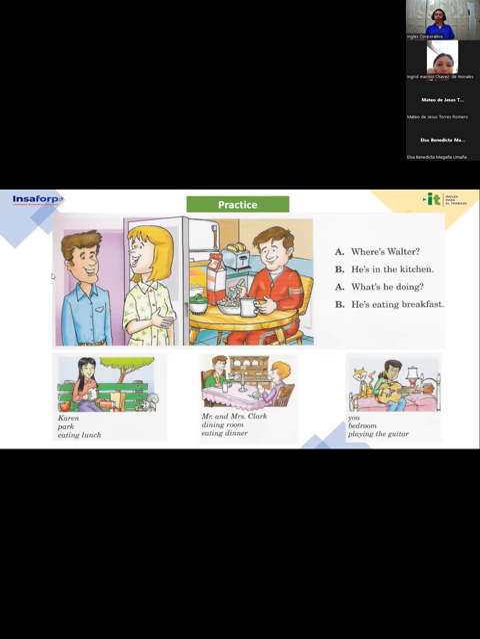They are in the dining room. What are they doing? They are eating dinner. Excellent. I like it. The last conversation, please, and we finish the class.